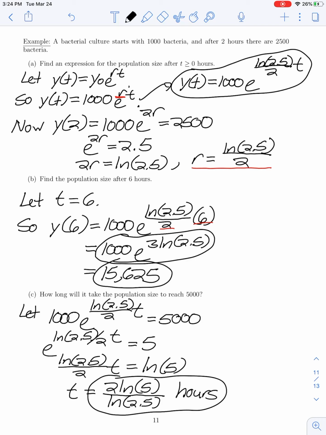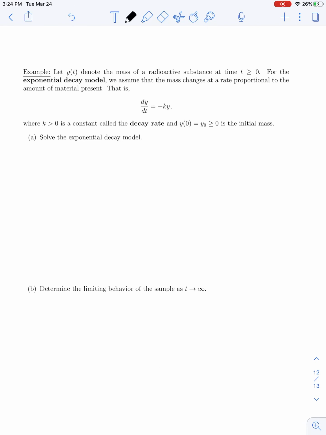So again, without the use of a calculator, we would have to use this expression in terms of the natural logarithm for time, or if we have the use of a calculator, we could approximate this, say, to the nearest hour or tenth of an hour, whatever accuracy we need.